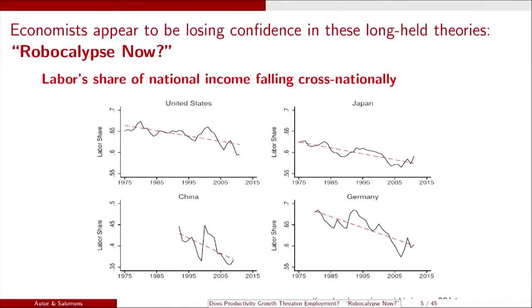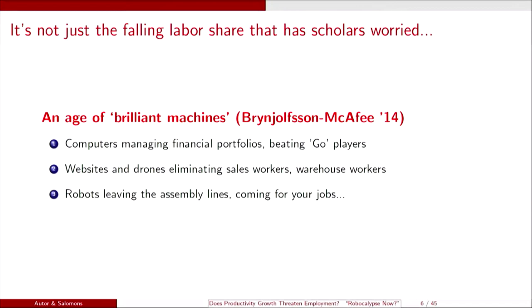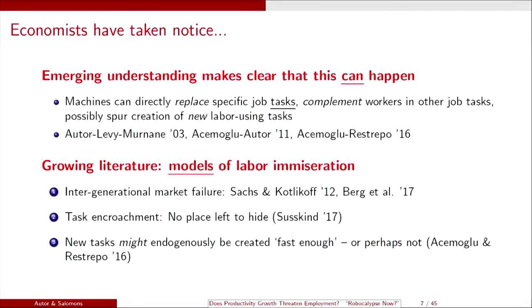But you don't have to look at the aggregate data. We know all around us that we are in an age of brilliant machines, to use the words of Brynjolfsson and McAfee. Computers are managing financial portfolios. They're beating Go players. Thank you, Hal. Websites and drones are eliminating sales workers and warehouse workers, and robots are leaving the assembly lines, perhaps coming for our jobs. And theoretically, an emerging understanding makes clear this can happen.